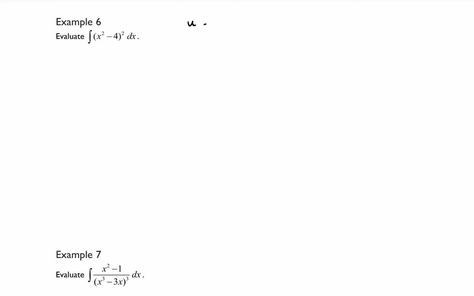If I made u equal x squared minus 4, which is pretty much the only thing we can really make u, and we found du, that would be equal to 2x dx. And notice that there's not an x anywhere outside of the x squared minus 4. So we can't really use u substitution here. So maybe think about an alternative way of doing this.